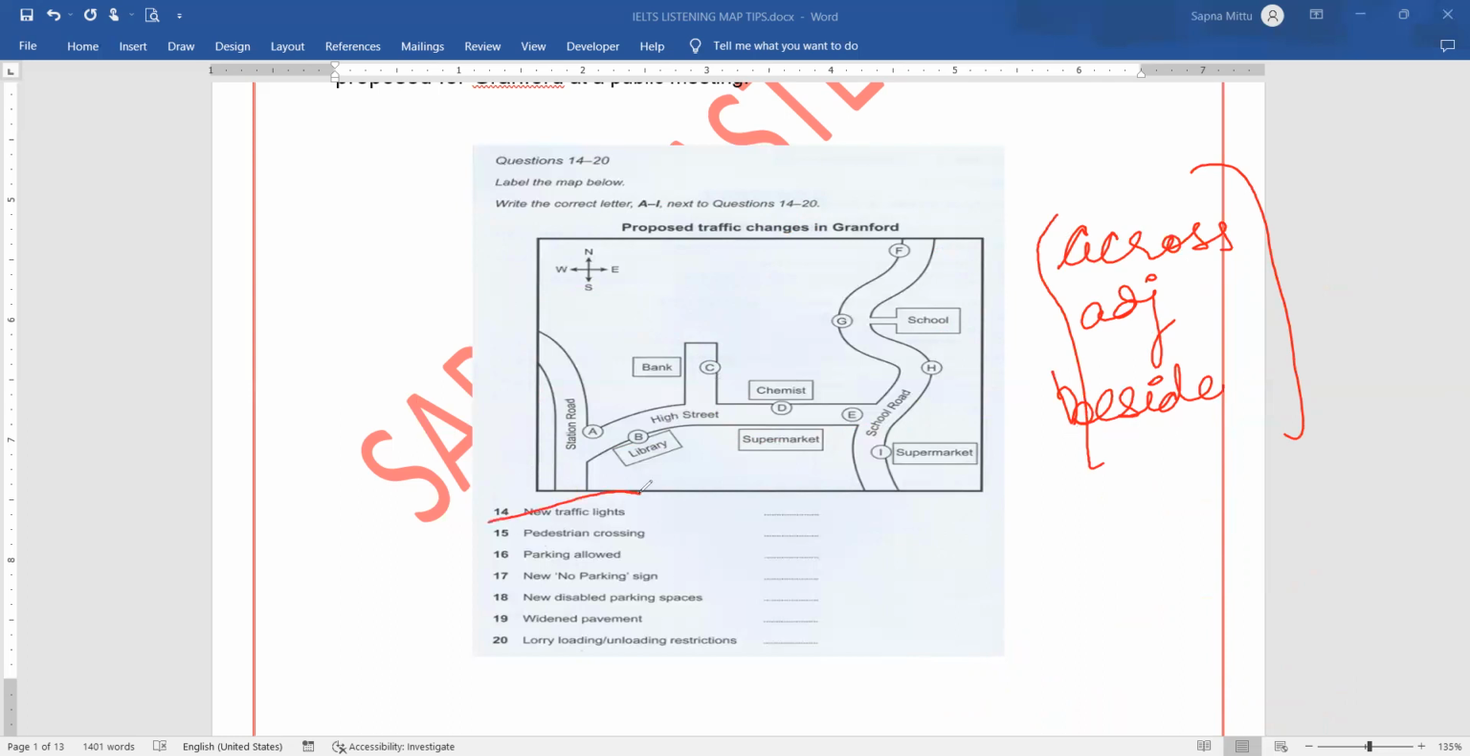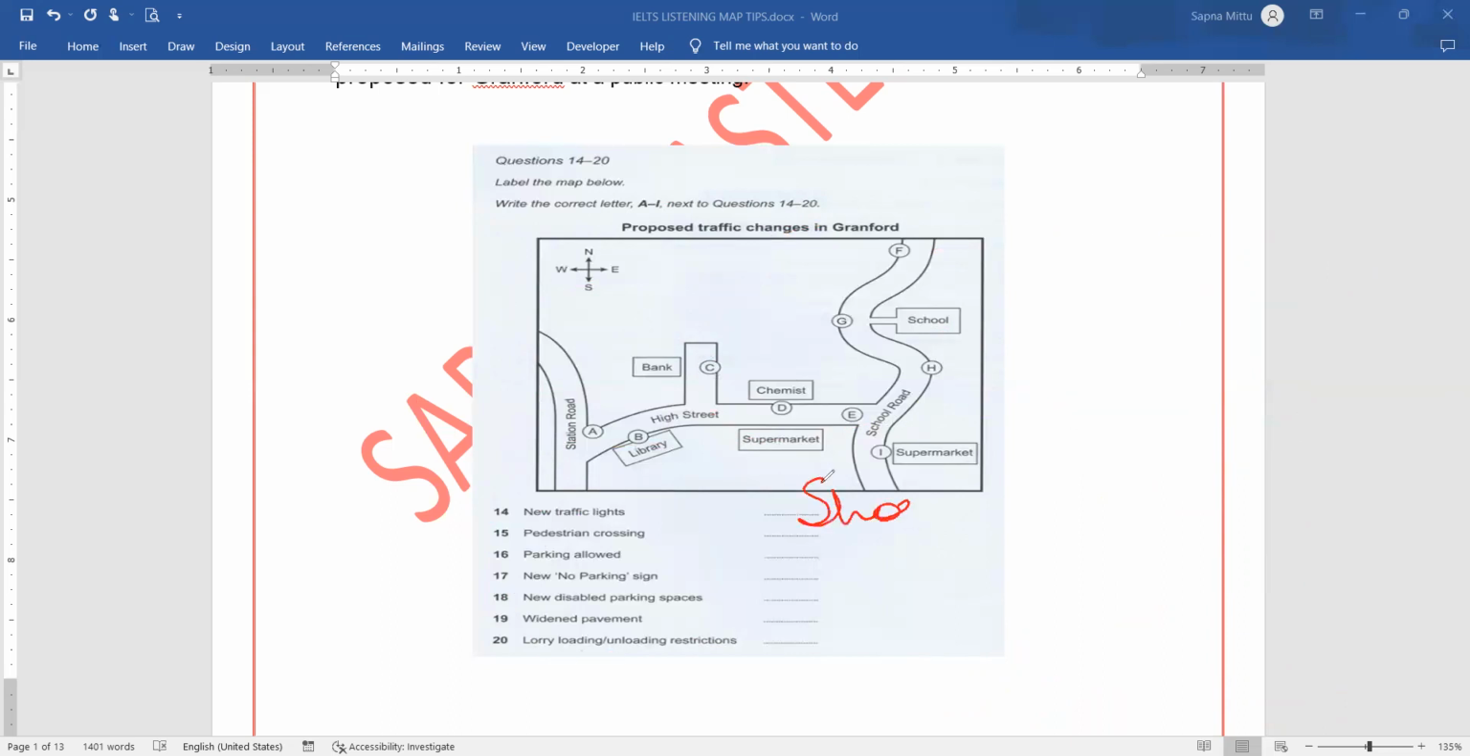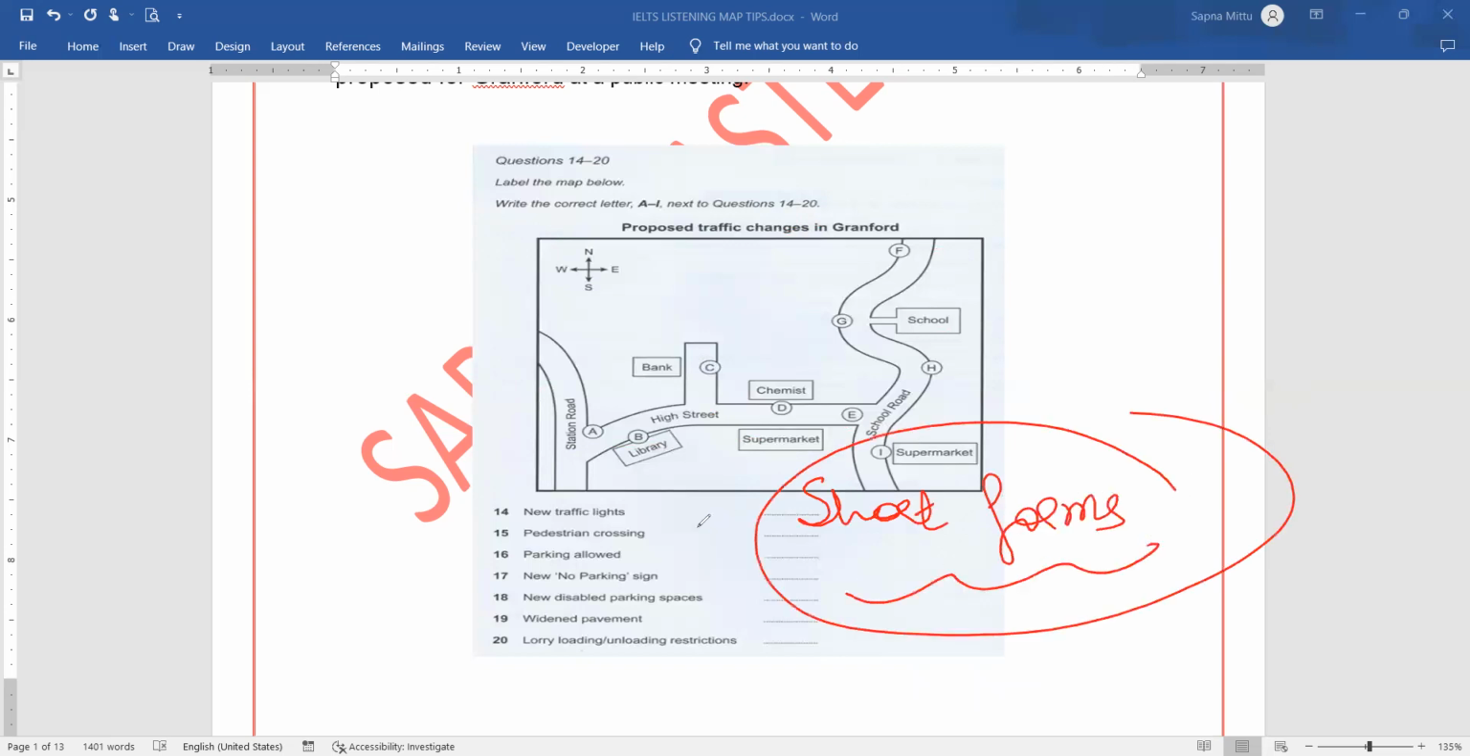Next strategy is, when you have this type of question, you will write the short forms of it. I just do the same with my students in my batch. So you can see this is TL, or this is pedestrian crossing, that is PC, then PA, then no parking means N, this is disabled, that is D, this is widened, that is W. So you need to remember, don't come here then.